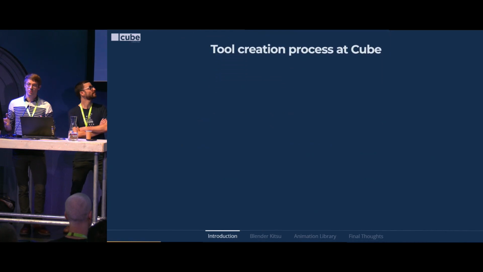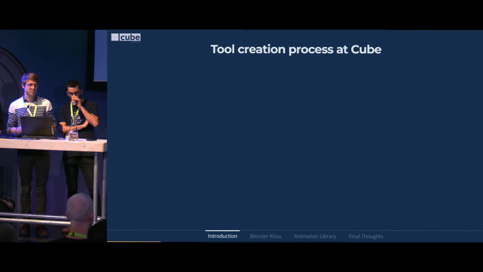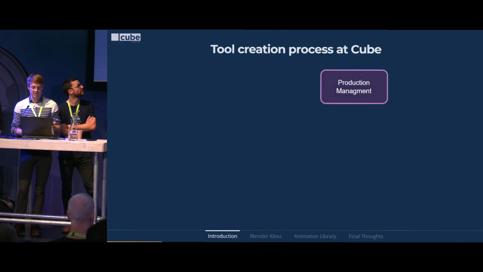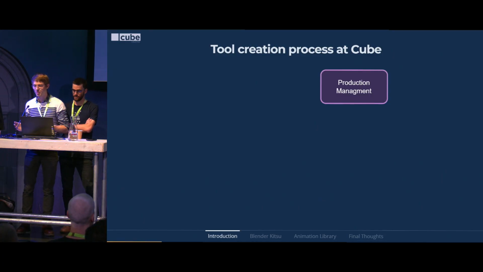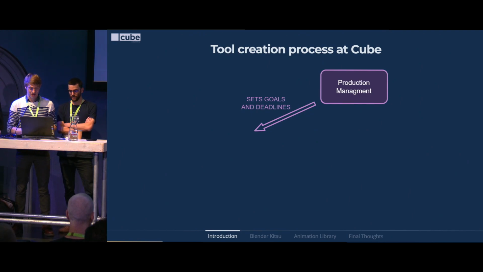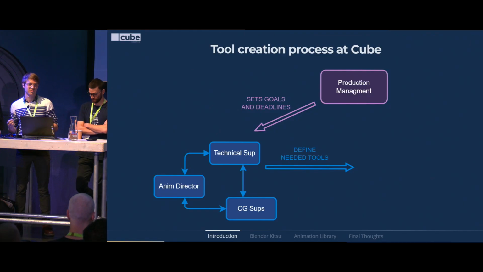So let's talk a bit about how we try to avoid this pitfall at Cube and the decision process we try to strictly follow when talking about pipeline and tools development. So for the past few years, we did our best to follow those principles in terms of design. It all starts with the production management team, which has all the information about how much money and time we've got on our hands. So they set the goals and deadline in which those goals have to be reached. Then come the technical supervision team, and together we collectively discuss and define the needed tools for said production in order to be able to meet the goals and deadlines set by the production management team.